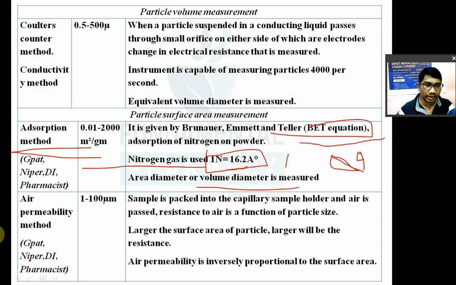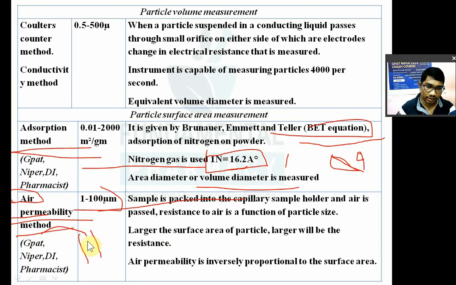Now the air permeability method. By using this method you can measure particle size in a range of 1 to 100 micron. Sample is packed into a capillary sample holder. What is the air permeability method? What is air? It is a fluid, right? Permeability means passing. To pass or not to pass. In this method, what happens? Sample is packed into a particular capillary sample holder, and then air is allowed to pass through that.